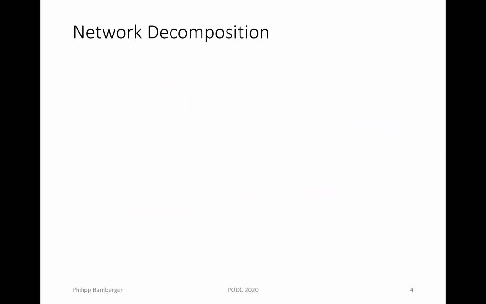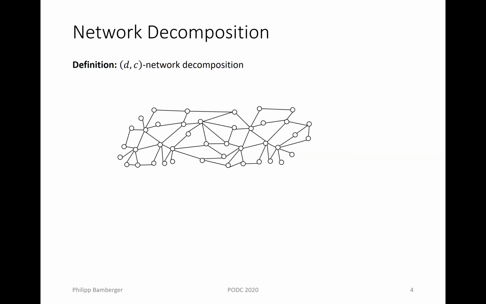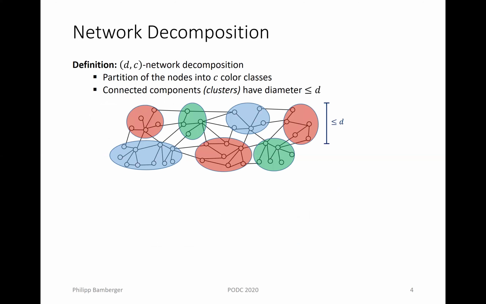The main building block of our algorithm is an efficient algorithm for a structure called network decomposition. A network decomposition with parameters d and c is a partition of the nodes into c color classes such that the connected components, which we call clusters, of each color class have diameter at most d.